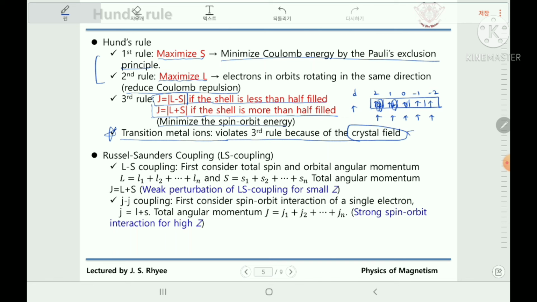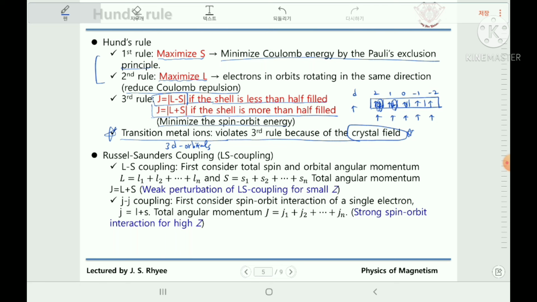I will describe what the crystal field is. Because of the crystal field energy, in the transition metals that have the 3d orbitals, there is angular momentum quenching that violates the Hund rule.